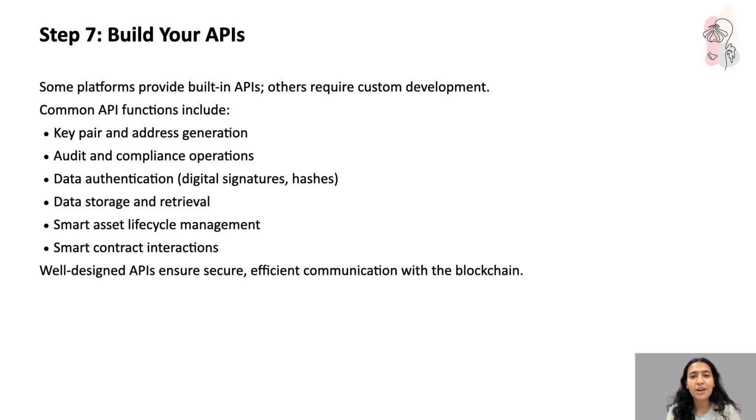The most common API functions include key pair and address generation for identity and access, audit and compliance operations to ensure regulatory standards are met, data authentication using digital signatures and hashes to verify integrity, data storage and retrieval so applications can read and write to the blockchain, smart asset lifecycle management that covers creation, transfer, and retirement of assets, and of course smart contract interactions, which let your applications execute logic on the blockchain seamlessly.